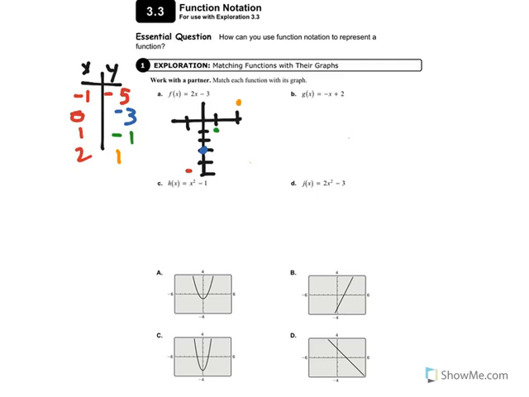So I have this linear function, and it looks like a straight line here. So what matches with that one? It looks like B. So that's what we're going to do for all of these. Let's make a little table here, and let's use different colors. Let's try negative 1, 0, 1, 2, just to have a couple.